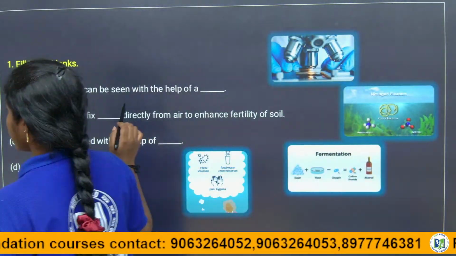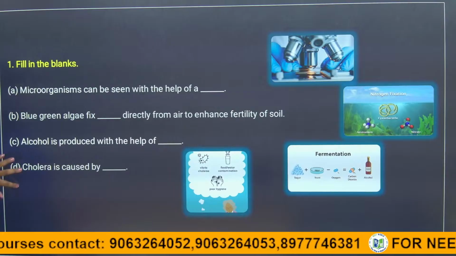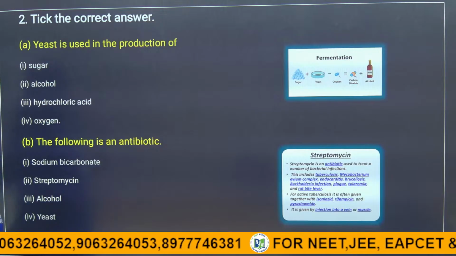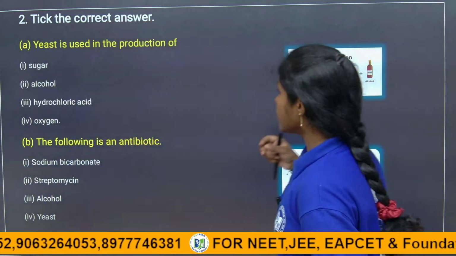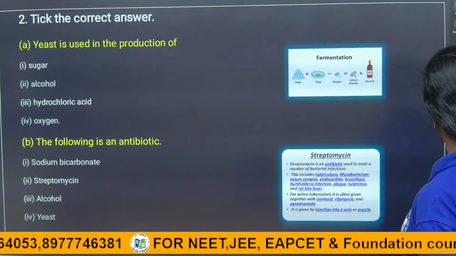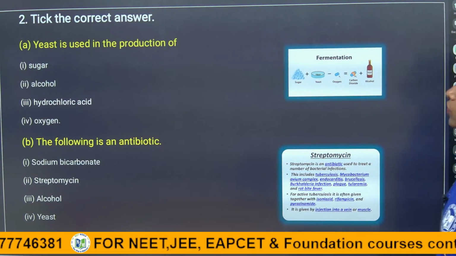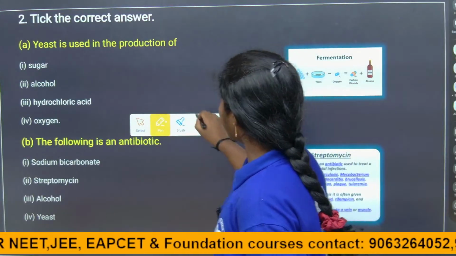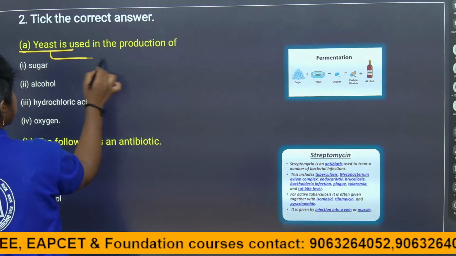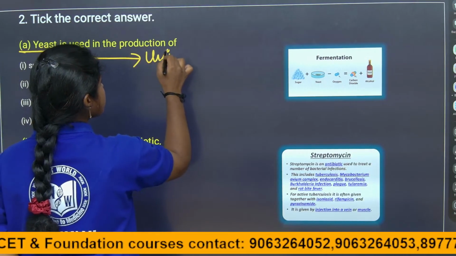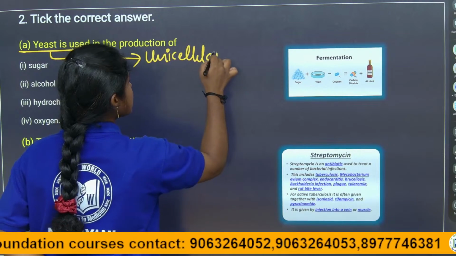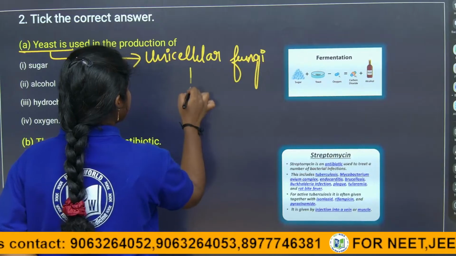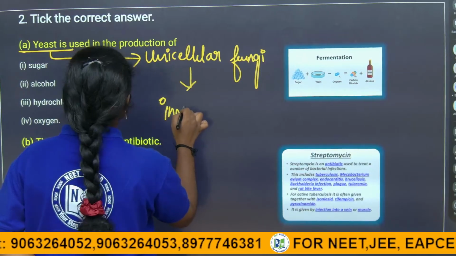Okay. So here we see the next question. Here they are asking to tick the correct answer, the suitable answer for it. We have to click on it. So yeast is used in the production of. They are asking about yeast. Yeast is a fungi, right? We only now studied about yeast. Yeast is a unicellular fungi, which is involved in the process of fermentation, right?